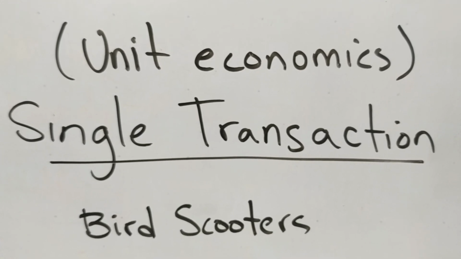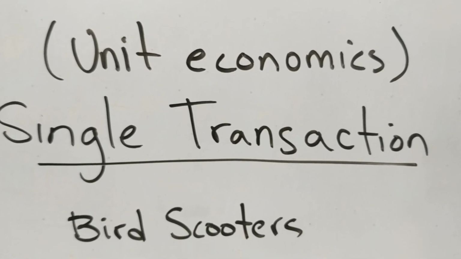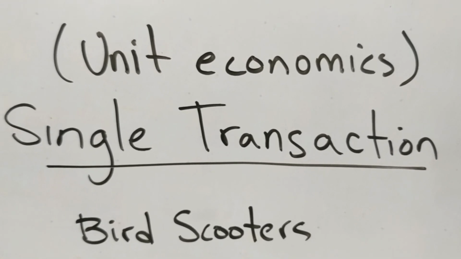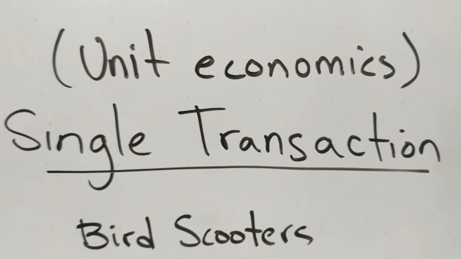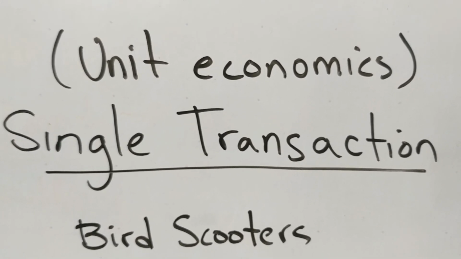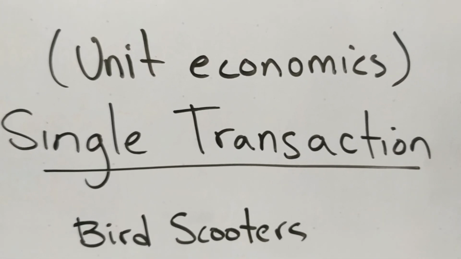Okay, in this quick video, I want to talk real quick about unit economics, which in other words just means walk us through a single transaction. Like what happens when somebody has a transaction. Now, up to this point, we've been using fork and knife inventory, but in this case, I want to use Bird scooters as an example.